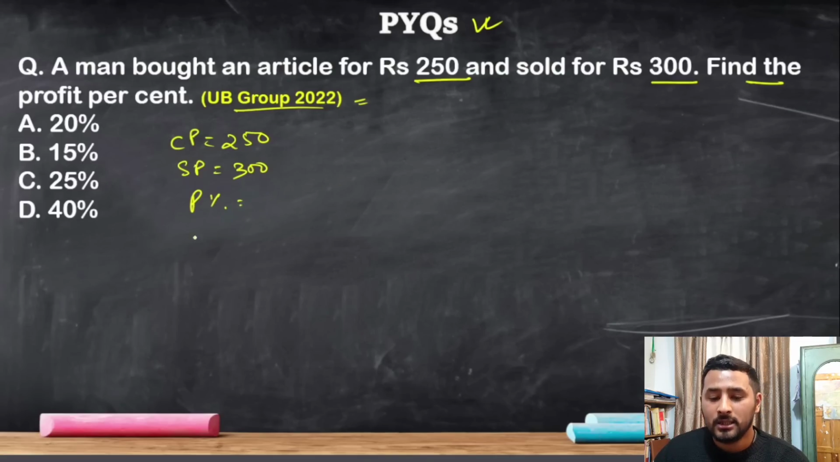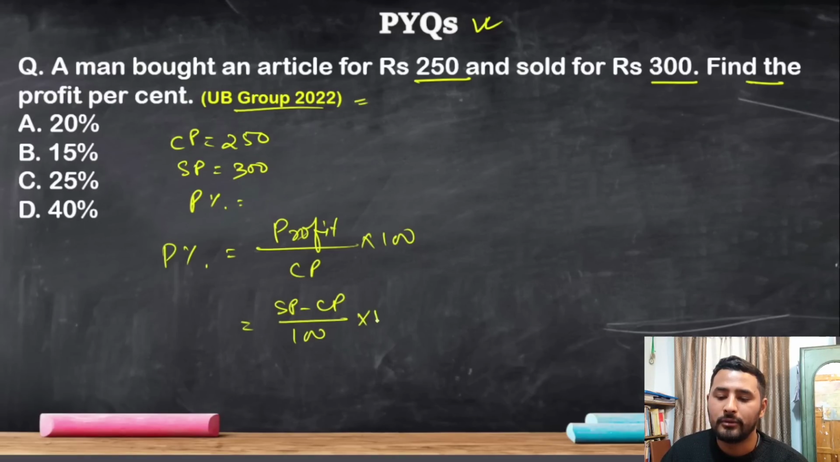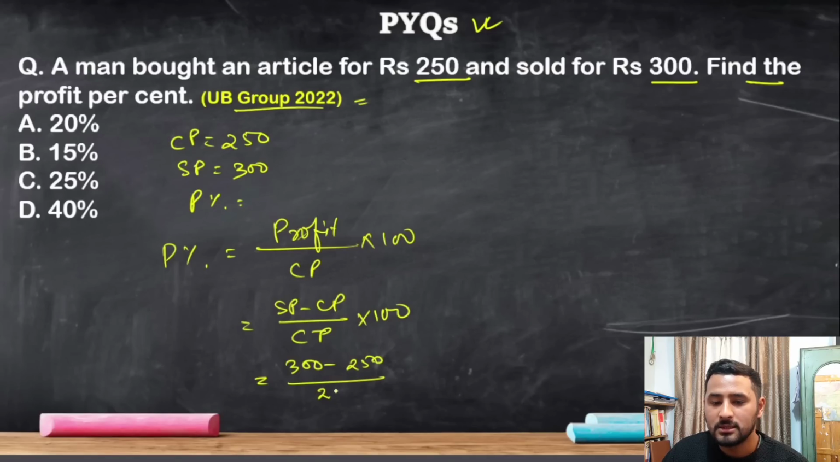Use the formula. What is profit percent? It is profit by CP into 100. You can directly write SP minus CP. Oh sorry, our CP is not 100, it's 250. So just let me write CP only at first. Now put the values. SP is 300, CP is 250, into 100.